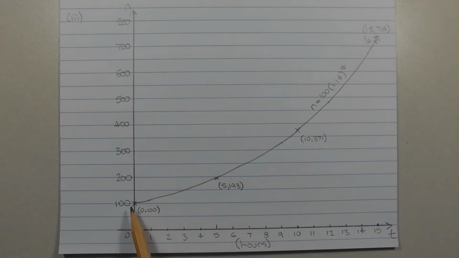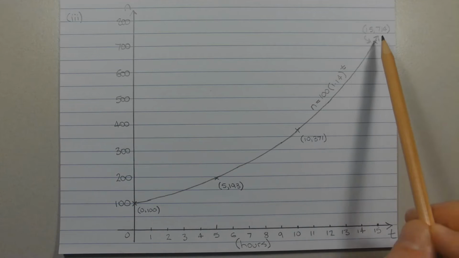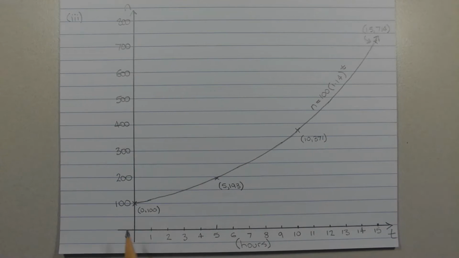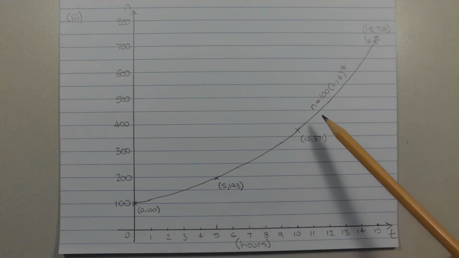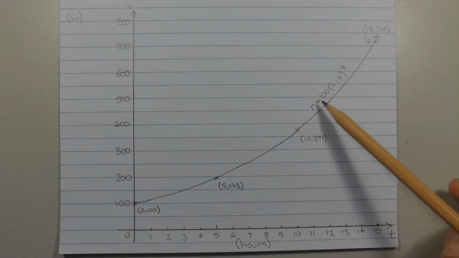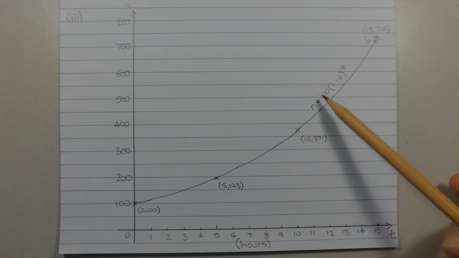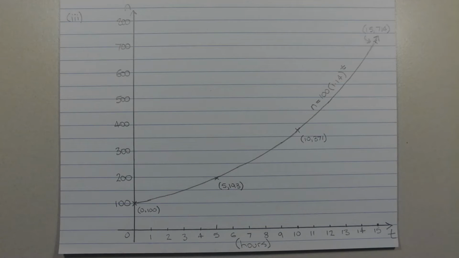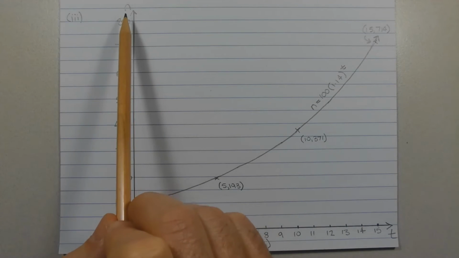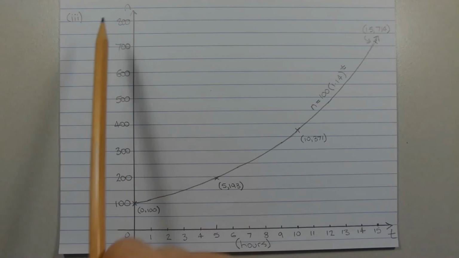Notice that I've marked in key coordinates on this curve, and these coordinates come from the table of values. Notice also that I've written the formula near the line, and that's good practice to label the line. Also notice that I've labelled the origin here. I've labelled the x-axis, which is represented by the pronumeral t because it represents time here. And the y-axis is labelled with n since it represents the number of bacteria.